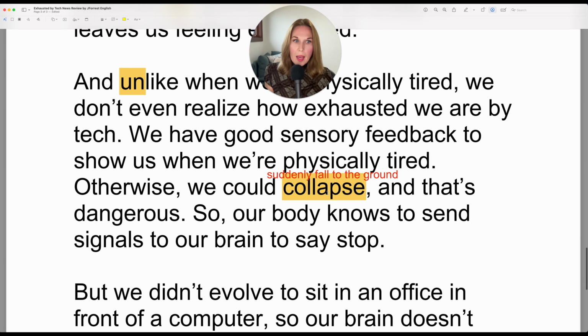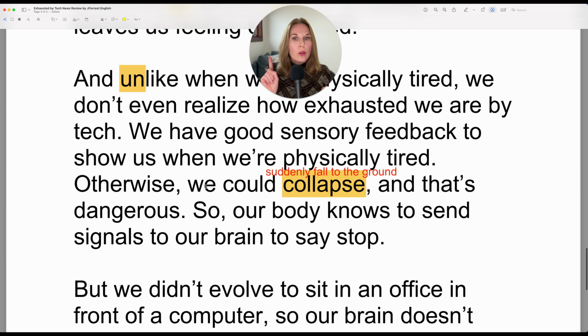Otherwise, we could collapse, and that's dangerous. Yes, of course, it's dangerous to suddenly fall to the ground. Now, this "otherwise" is used to contrast with the last statement, which is that we have good sensory feedback. If we didn't, we could collapse. So the "otherwise" represents if we didn't have good sensory feedback.